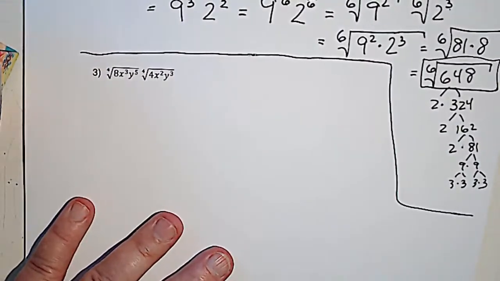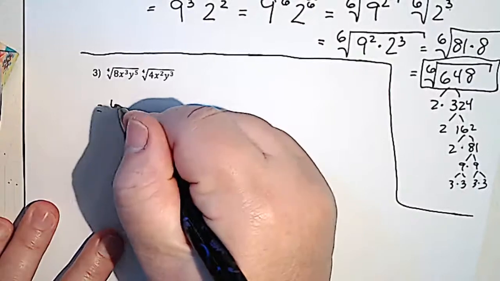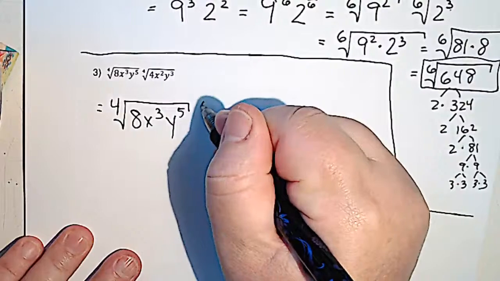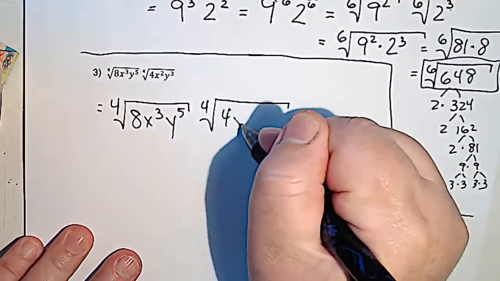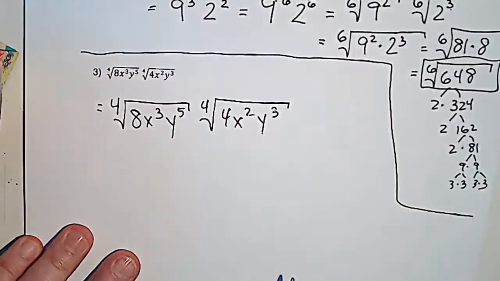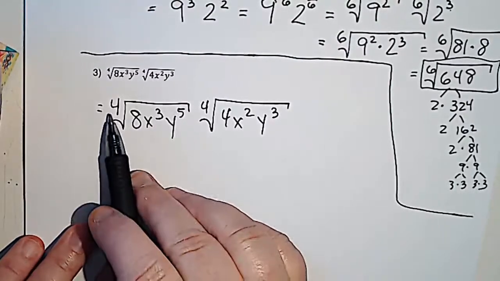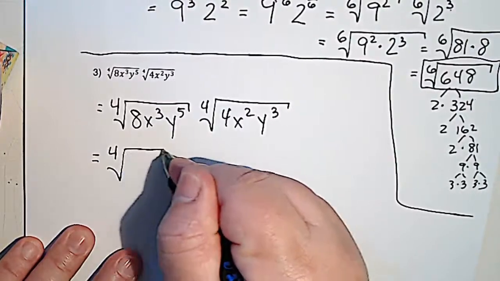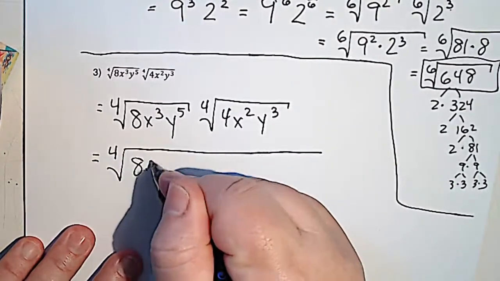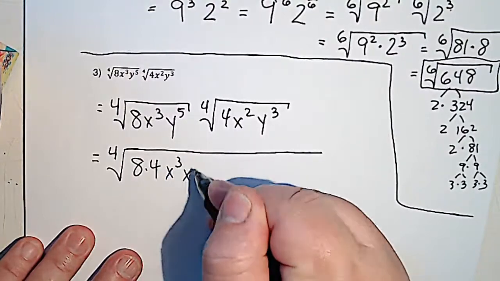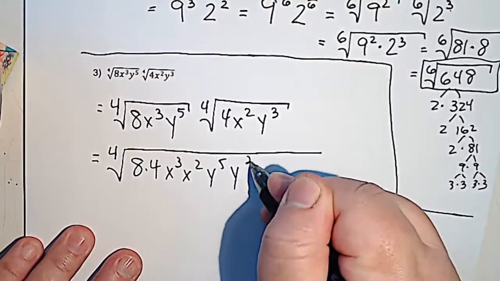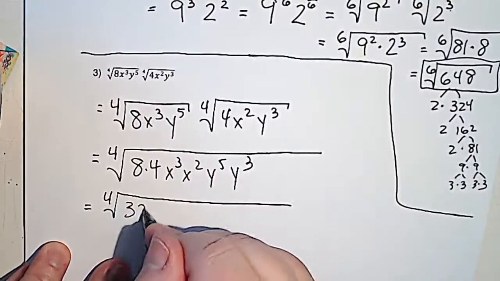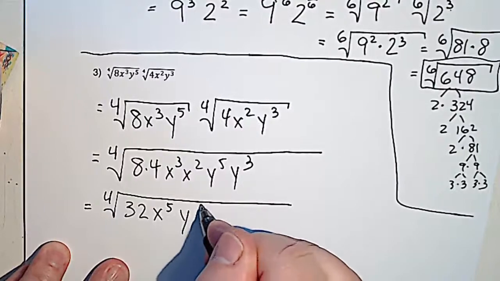Number 3 is a lot more of a normal problem, quote unquote. The 4th root of 8x cubed y to the 5th times the 4th root of 4x squared y cubed. The indices match, and so we're allowed to smash them all together. So 8 times 4, x cubed, x squared, y to the 5th, y cubed. So it's the 4th root of 32, x to the 5th, y to the 8th.